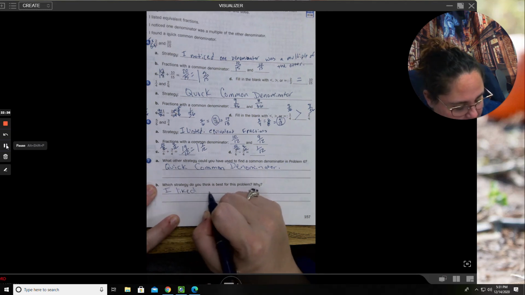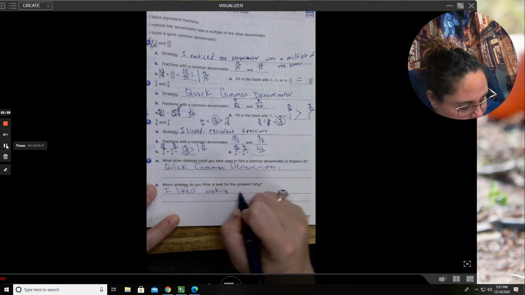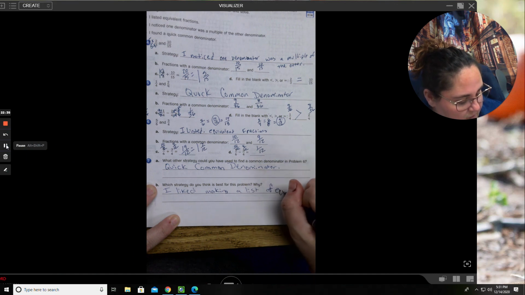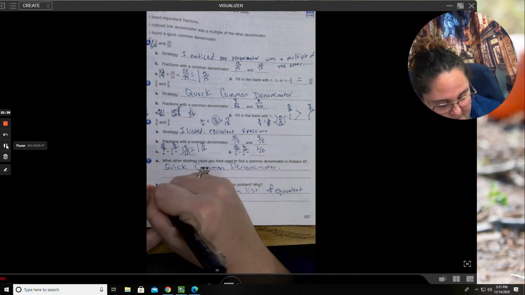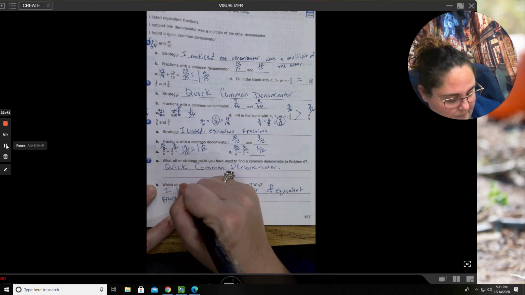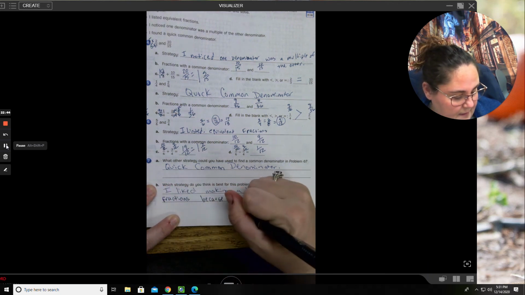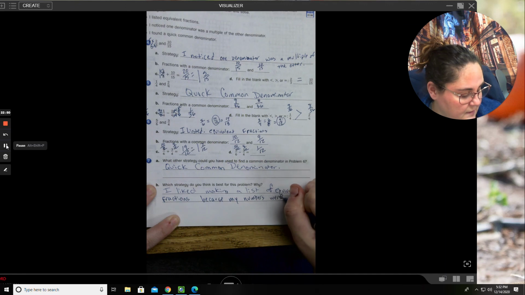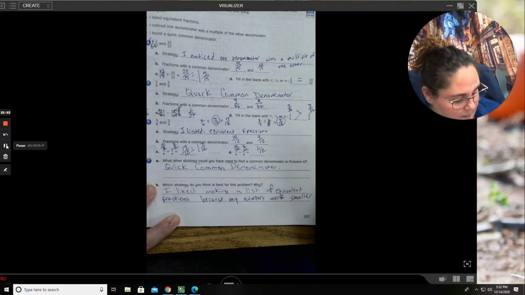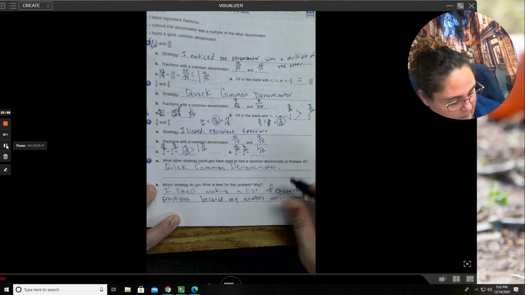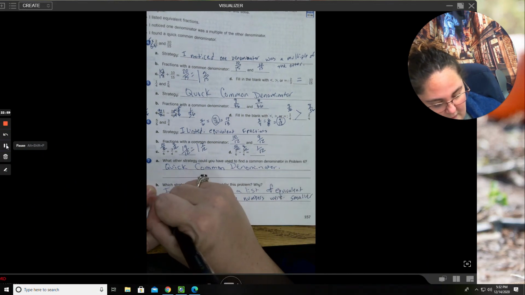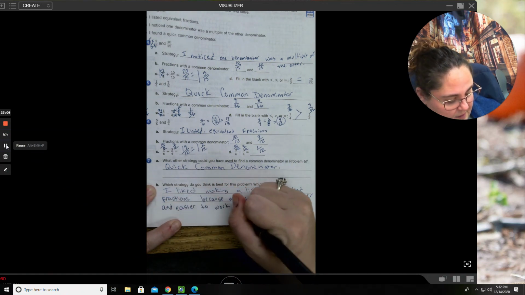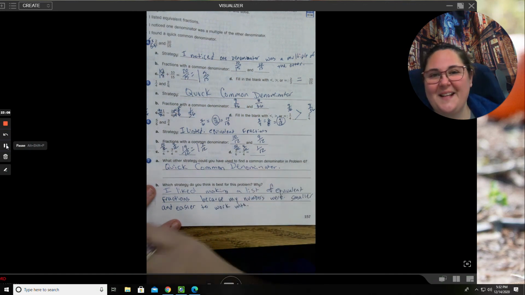I liked making a list of equivalent fractions because my numbers were smaller and easier to work with. That's what I would have done for that one.